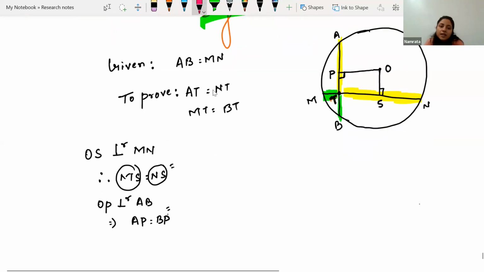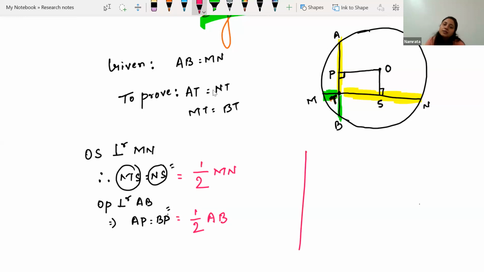Now, MS and NS are equal, and both are half of MN. I am writing it over here. AP and BP are both equal and both are half of AB. That's what I can write over here. Right? Now we can say, since AB is equal to MN, both chords are of the same length. That means half of AB and half of MN will also be the same.